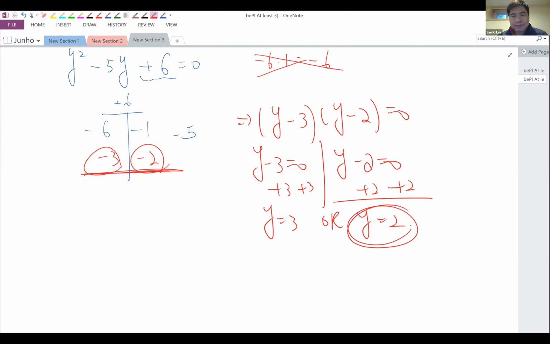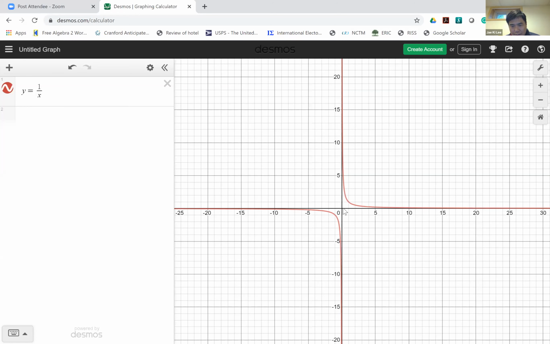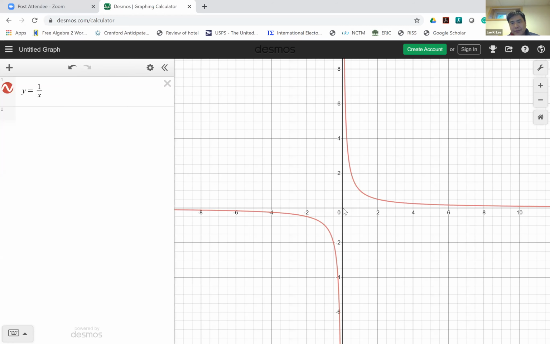All right then. So just give me a second and then explore this graph y equal to 1 over x and just let me know whatever you see. Okay. So I'm gonna zoom out a little bit so that you can see a little better. Okay. So that's the graph. And then what do you see?